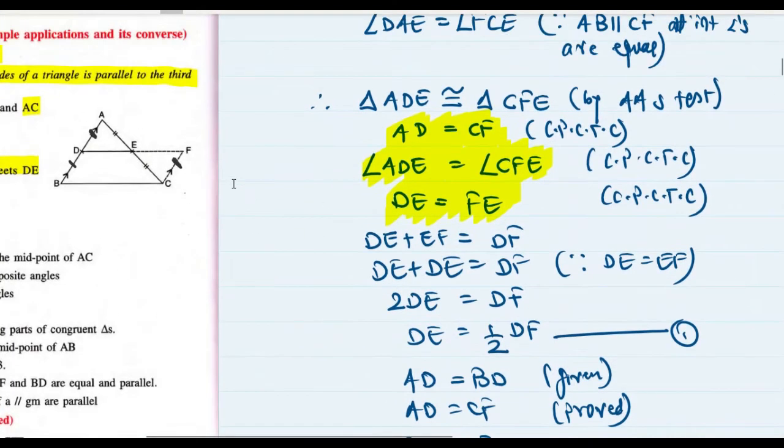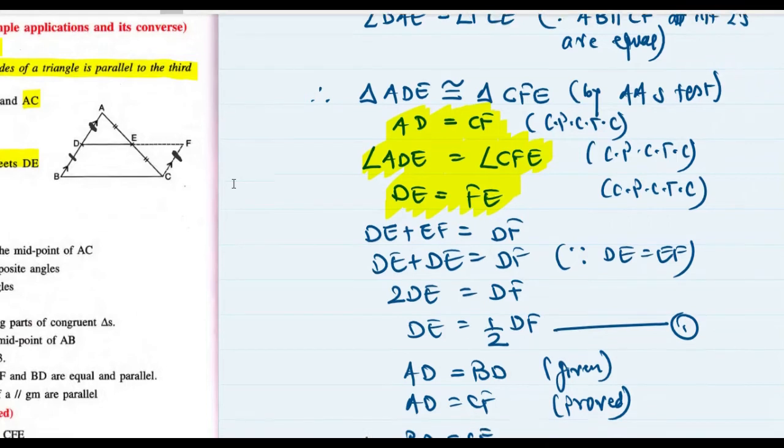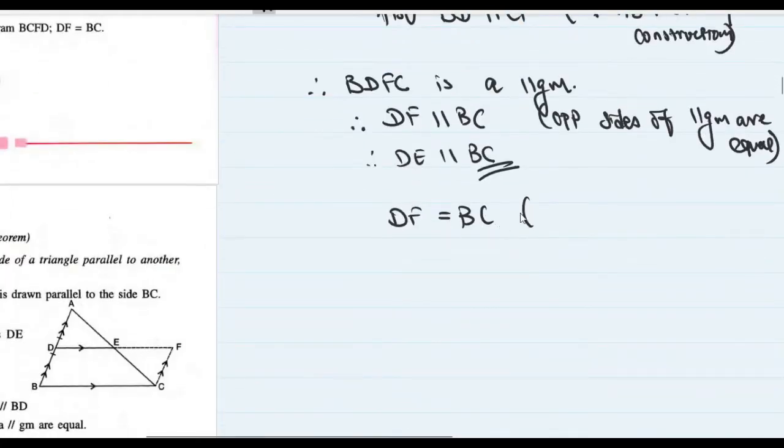Aryan, you are there? Yes, sir. Why is DF equal to BC? Because opposite sides of a parallelogram are equal and parallel, right? So DF is equal to BC because opposite sides of a parallelogram are equal. Great. So can I say that therefore half of DF is equal to half of BC?